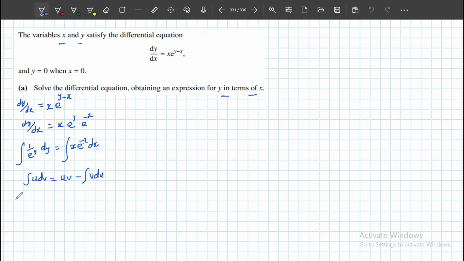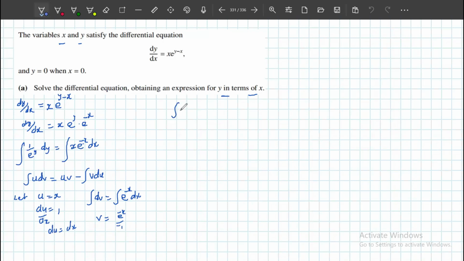So here I will take x as the first function, u is equal to x. That means du over dx is equal to 1, that means du is equal to dx. And for the second, dv, we will take the second function, which is integration of e power minus x dx. So this becomes v equal to e power minus x over minus 1. So now we can replace.